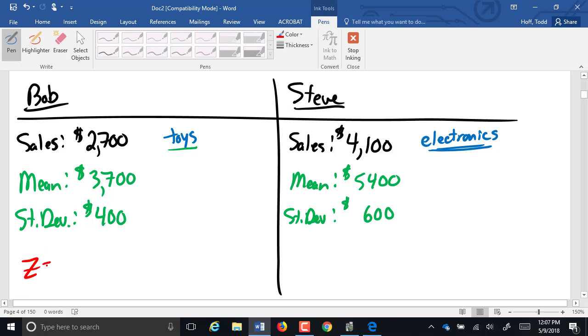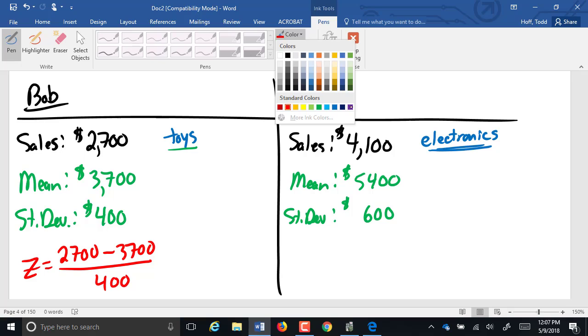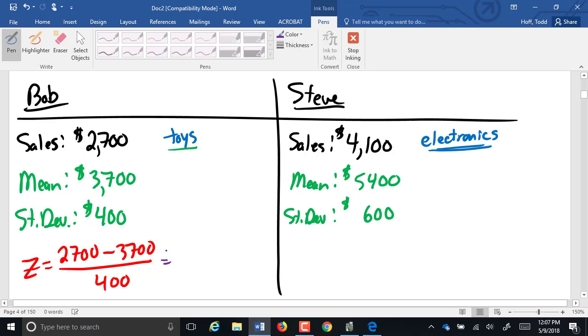Bob over here has a z-score. So Bob's sales were 2,700, and we'll subtract the mean of 3,700 divided by the standard deviation of 400. 2,700 minus 3,700 is a negative 1,000, divided by that standard deviation of 400 is a negative 2.5. So again, there's two pieces of information. The negative is telling us that this is less than the mean, which makes sense. Their sales are below average. 2.5 is saying it's 2.5 standard deviations less than the mean.